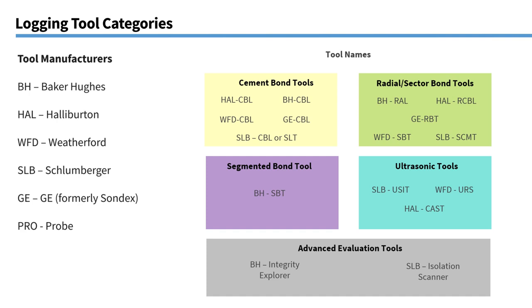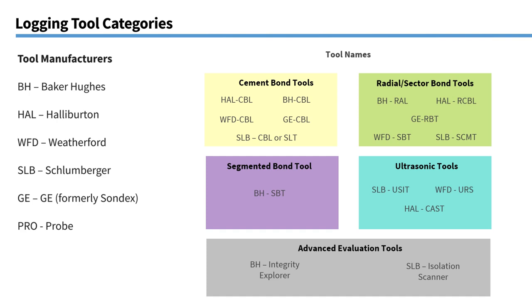So we believe you've really got five categories of tool on the market. Your traditional CBL tools, which are probably no longer really used too much. A lot of the smaller to medium-sized service companies are using what we would refer to as a radial bond tool, which uses multiple amplitude responses around the borehole, whereas the traditional ones only had one amplitude curve. The Baker Hughes SBT sits on its own, because its design is probably a little bit unique compared to the others.